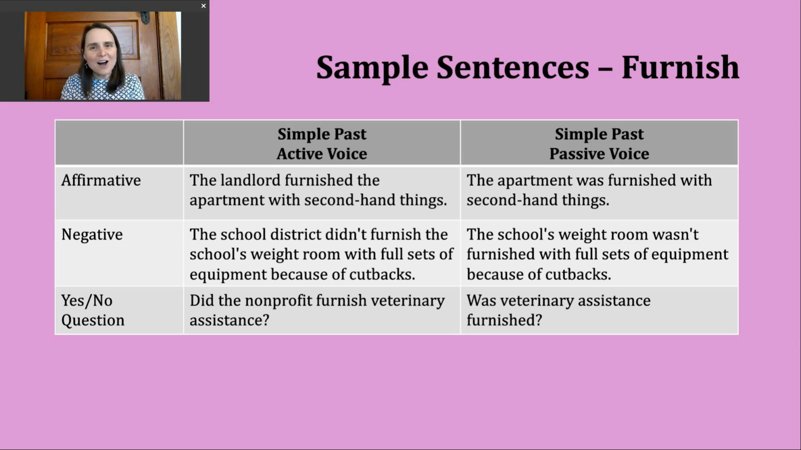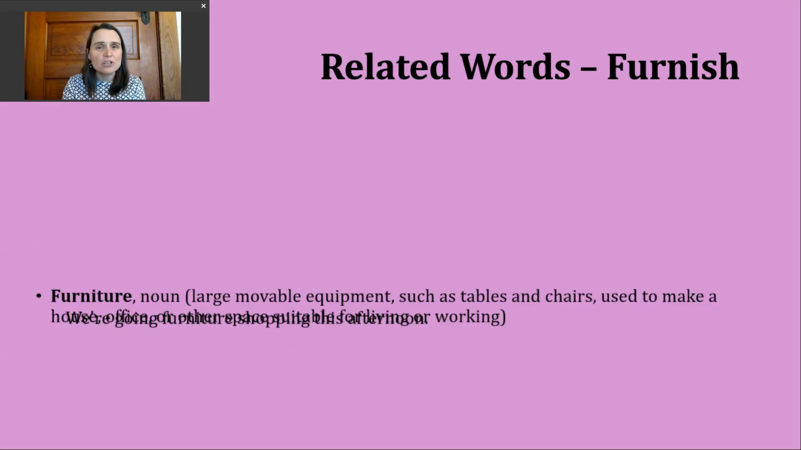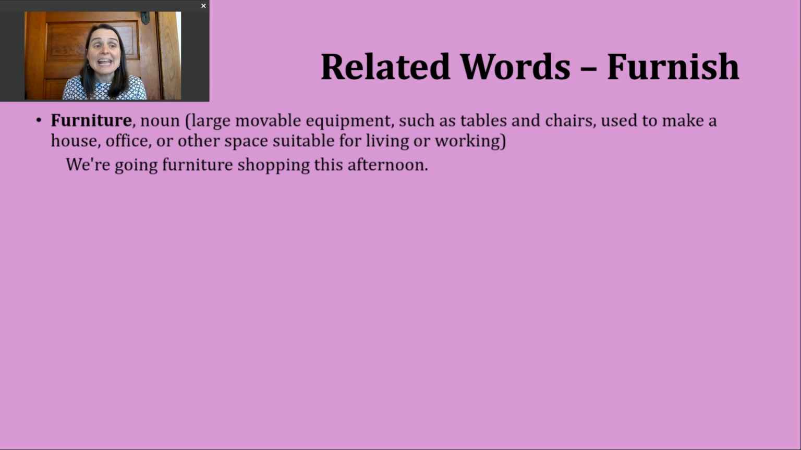Now let's move on and talk about some words that are related to our verb furnish. And the first word we're going to discuss today is the noun furniture. So most of the time when you hear this used, we're going to be referring to large, movable equipment, items like tables and chairs. And you can find furniture in houses, offices, and other spaces. And it exists to make things just a little bit easier for living, for working. Easier, more enjoyable might be another way to say that.